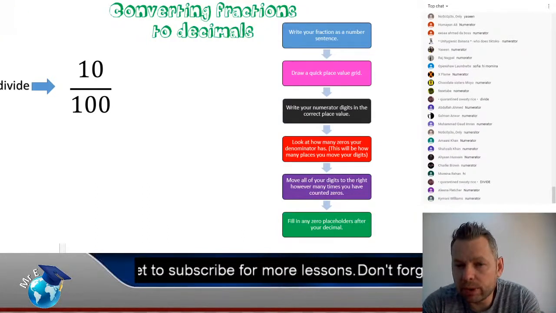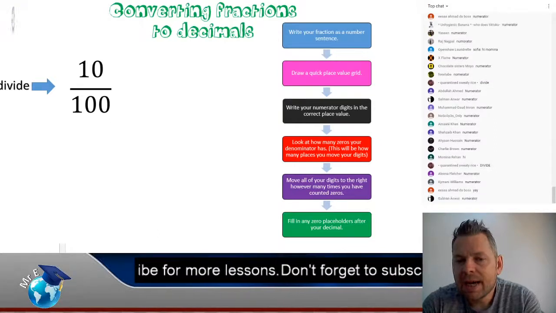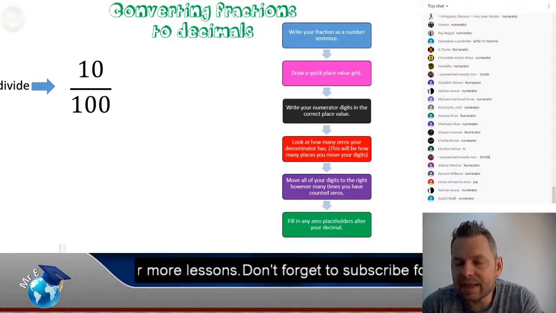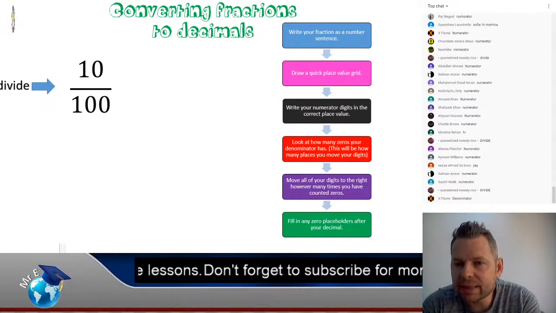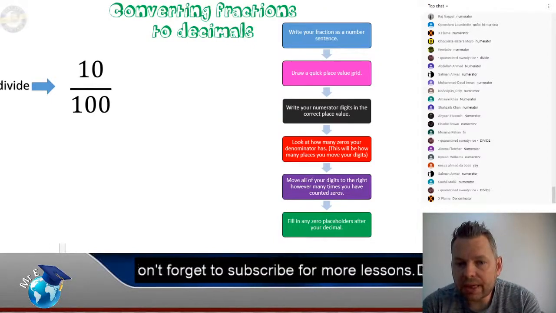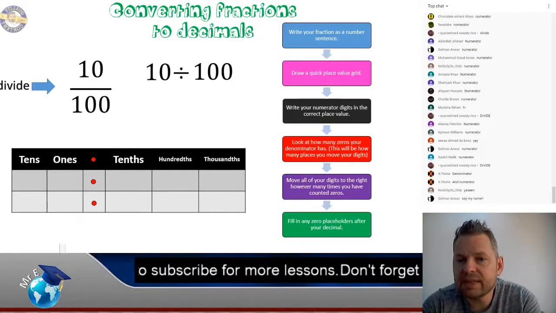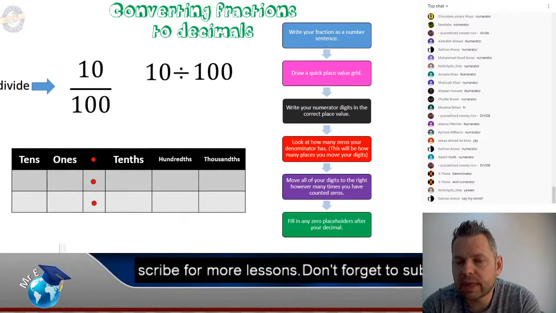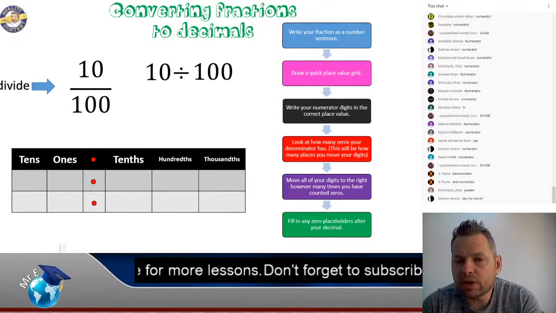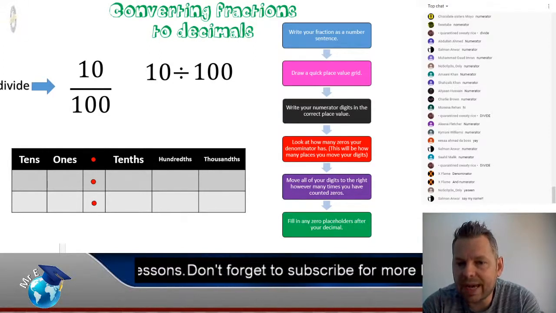Now, this is important because the numerator is the number we're going to put into our place value grid, and the denominator is how many times we're going to move it to the right when we're dividing, okay? But this fraction just means 10 divided by 100, okay? So I've got my fraction, I'm going to rewrite it as a number sentence, which is 10 divided by 100.